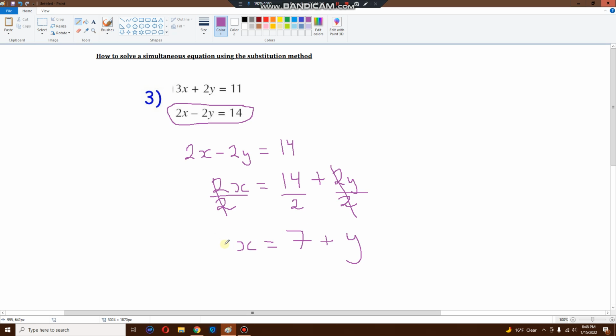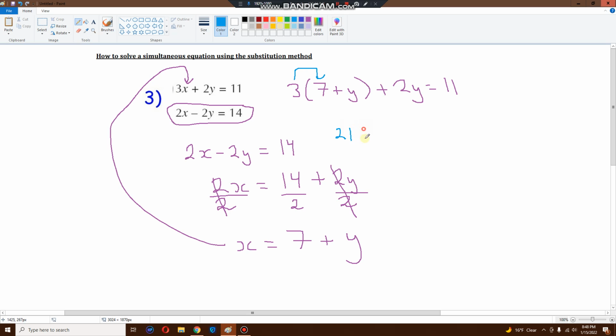Now let's just substitute into the top equation right over here. So 3 multiplied by 7 plus y, plus 2y is equal to 11. Distributive property. 3 times 7 is 21. Plus 3 times y is 3y. Plus 2y is equal to 11. Combine like terms. 3y plus 2y is 5y.